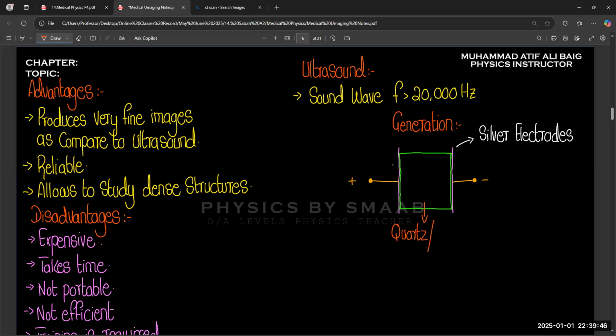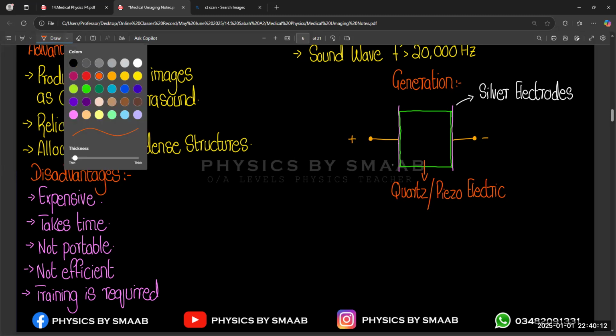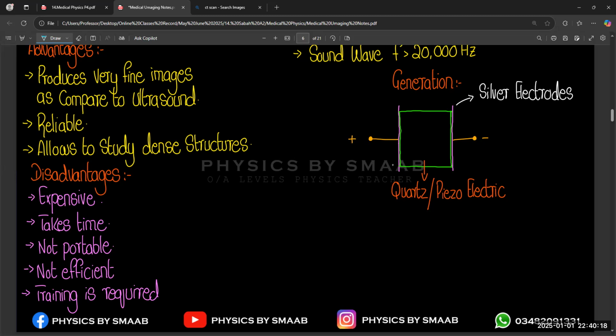Or in other words, we can say it is piezoelectric material. How do you spell that? Piezoelectric. So basically there are two names. Normally we use piezoelectric in our syllabus, or in simple words, it is called quartz. So basically the setup is very simple, just like the X-rays one we discussed. First of all, a quartz or piezoelectric material is sandwiched between the two silver electrodes and an alternating voltage is applied across it.